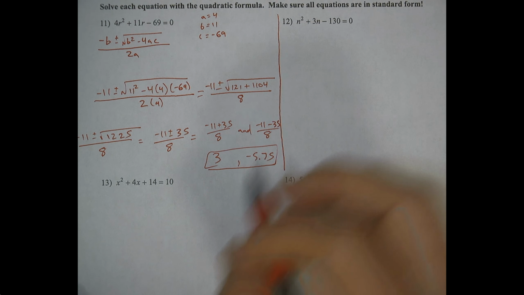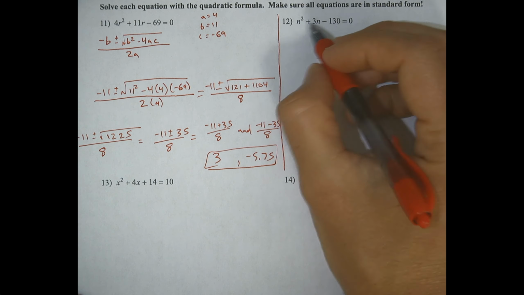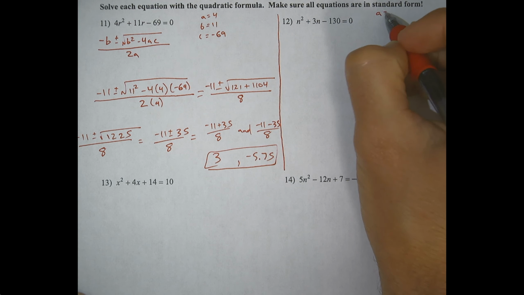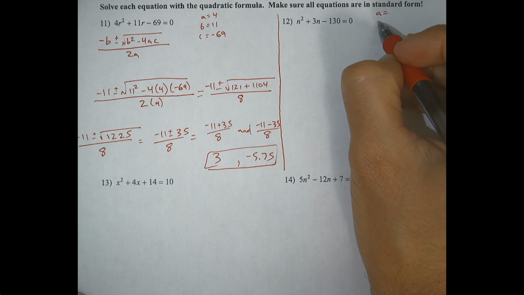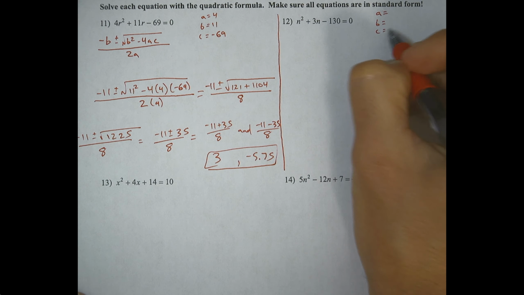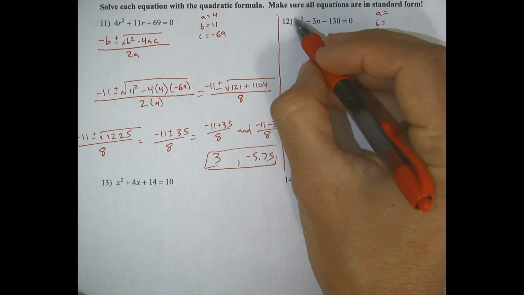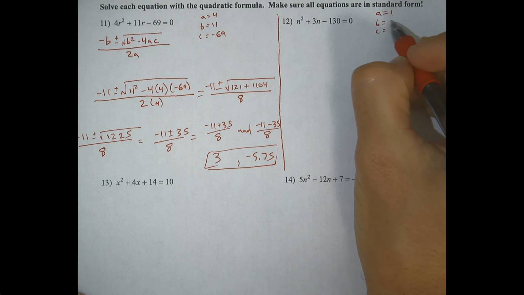Okay. Number 12, already in standard form. So I can declare an A, B, and a C. If it wasn't in standard form, I cannot do that yet. So coefficient to n squared is 1. So A is 1, B is 3, C is negative 130.